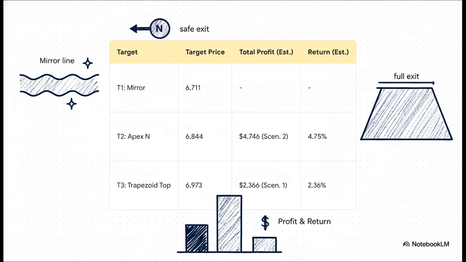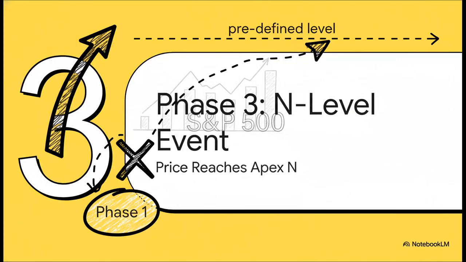The plan also laid out three potential targets. Target 2, called Apex N, was considered a safe exit, with an estimated return of about 4.75%. Target 3, the full exit, was aiming higher, for the top of that trapezoid shape. This table just shows the different profit scenarios that were calculated way back in phase 1. So that was the plan. Now let's see what the market actually did.